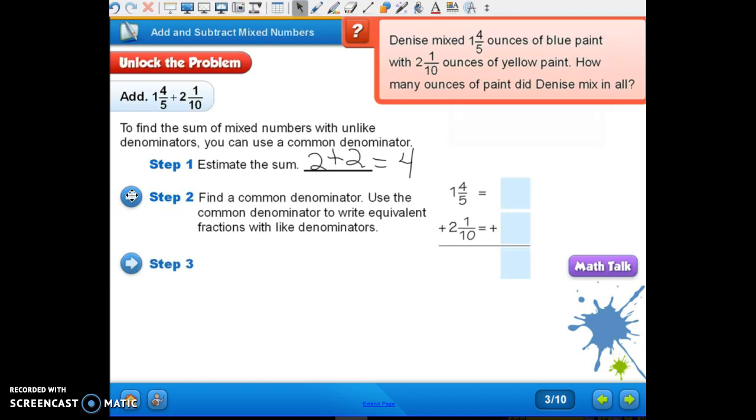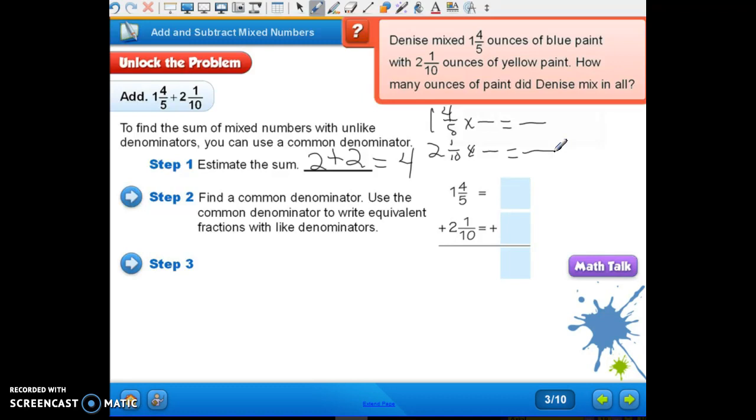Find a common denominator and use the common denominator to write an equivalent fraction. You can write this out on your paper just like we have been doing. 1 4/5 times something equals, and put your common denominator, 2 1/10 times something equals. So 4 and 5, what is our common denominator? Or 5 and 10, sorry.